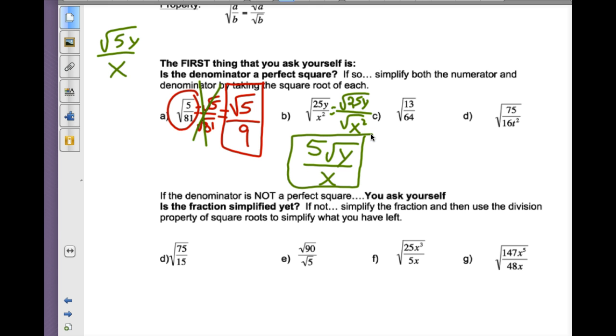That's simplified. Notice we have no radicals in the denominator. That's the bad thing we cannot end up with. And we're going to rationalize our denominator. Next one, let's go.